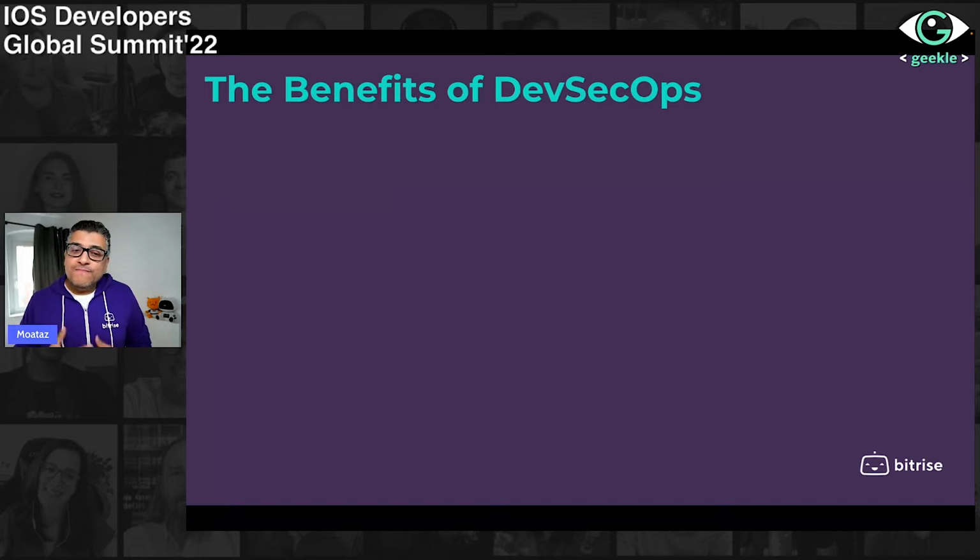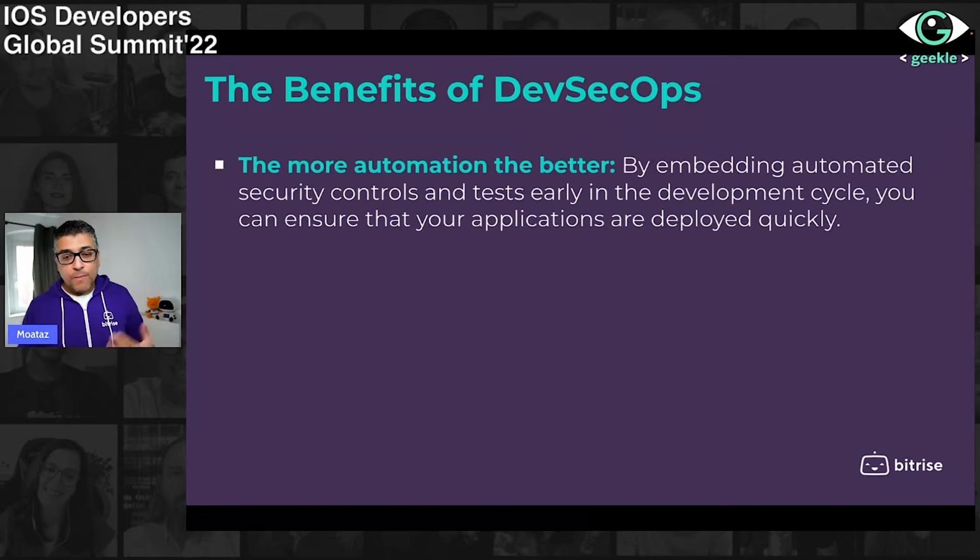So now the benefits of DevSecOps. By implementing DevSecOps, the more automation, the better. If we automate the security checks or security testing inside our process or our CI/CD pipeline, by embedding the automated security controls and tests early in the development lifecycle.